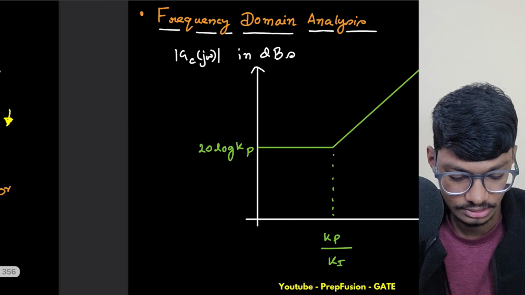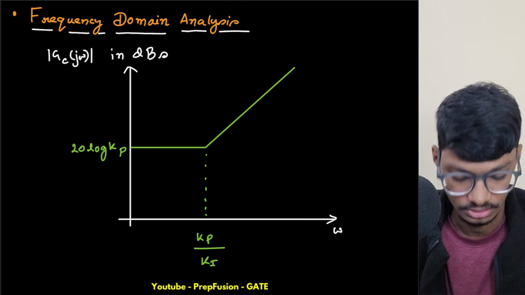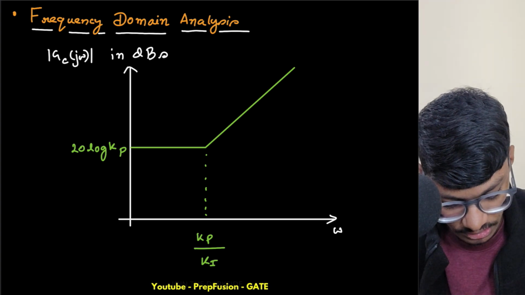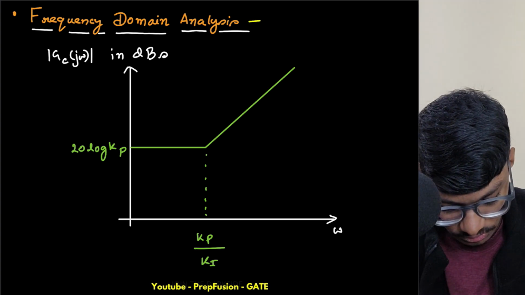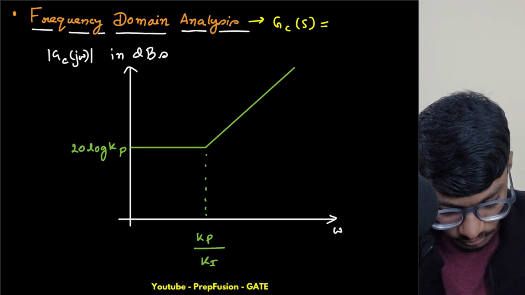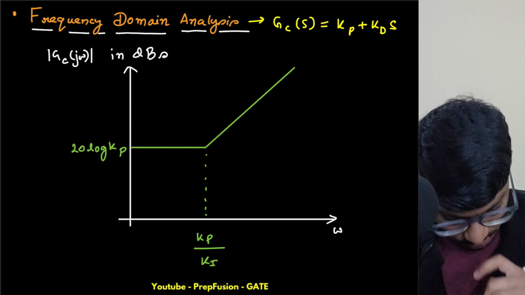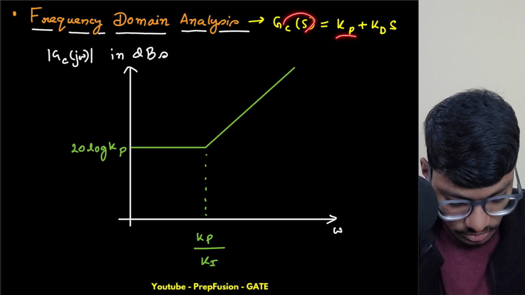Okay, so let's now see the frequency domain response for this. So in frequency domain, what is the transfer function, the plant transfer function? It is simply Gc of s equals Kp plus Kd s. Okay, simply Gc of s equals Kp plus Kd s.